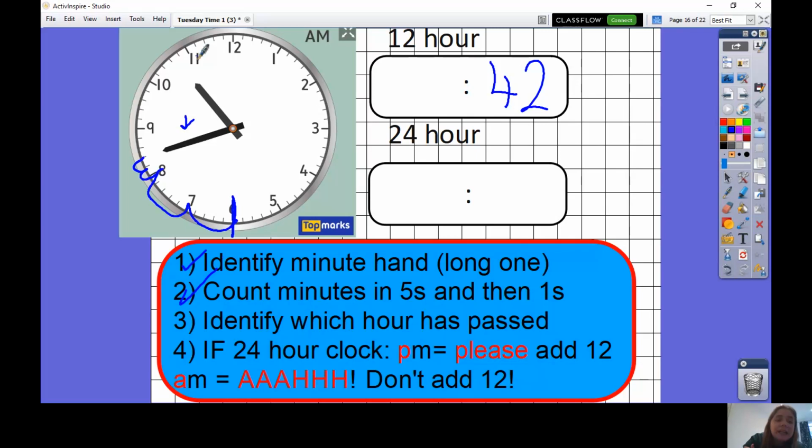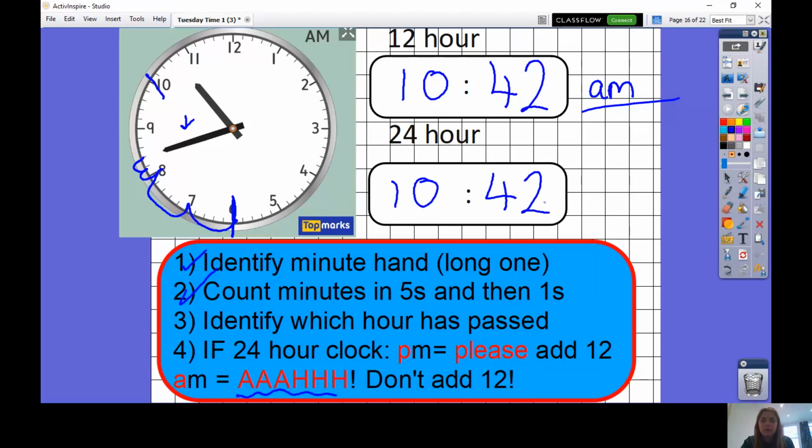It would be a mistake here to say 11. I've not gone past 11. I've gone past 10. Therefore, the time is 10:42 a.m. And because that's an AM time, that means, don't add 12. Therefore, the time is 10:42 in the 24-hour clock.